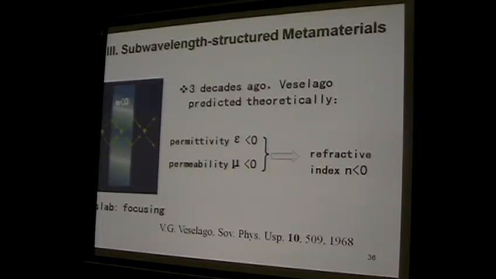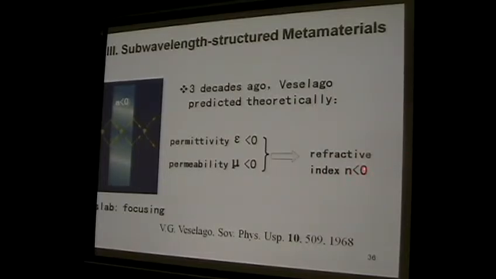And that kind of view has now been changing after the appearance of metamaterials, the subwavelength structures of artificial metamaterials. It started three decades ago. The Russian scientist Veselago predicted, at that time very much theoretically, that if a material has both negative permittivity and permeability, the refractive index n takes the negative sign of the square root of epsilon and mu, rather than the positive sign as in the conventional case.